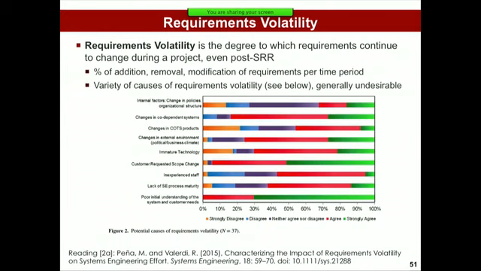This is about requirements volatility. Just because you pass the SRR doesn't mean that the requirements are completely frozen. First of all, you don't have a lot of the lower level requirements yet, right? Those are going to be added post-SRR. And even some of the, as some of you pointed out, requirements creep and these things. So this second reading is about requirements volatility, which you can actually quantify.